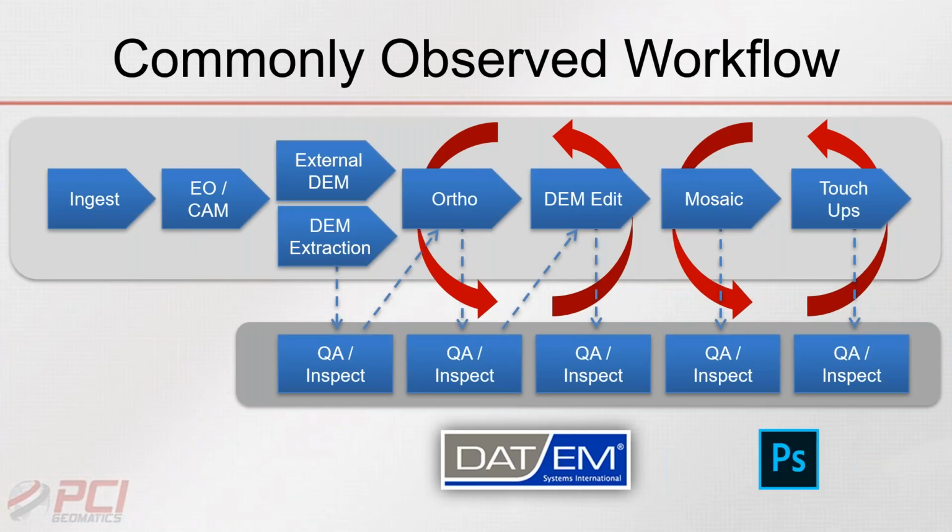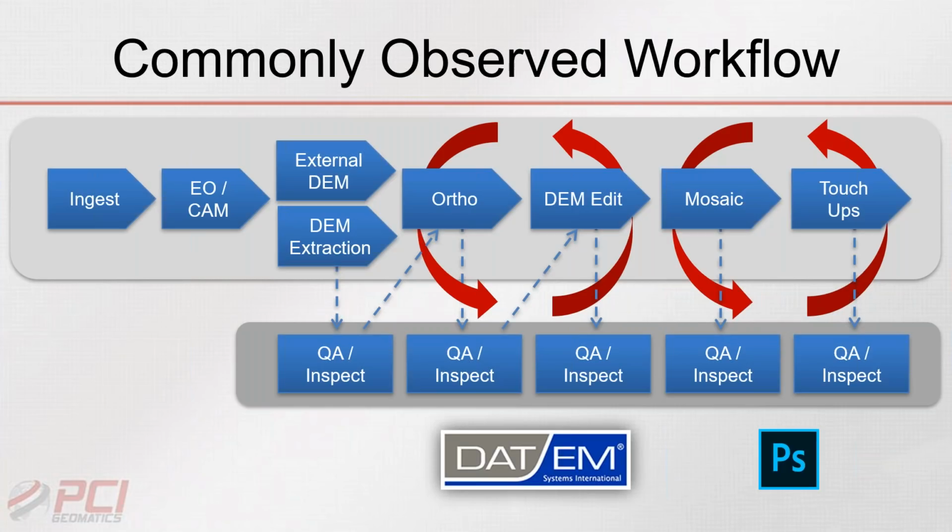Once that's done, customers typically would generate orthos. Then they would inspect those orthos. Where there are problem areas, if it's not due to alignment, it's definitely due to the elevation model. So then they would make edits to that model, possibly in a 3D stereo photogrammetric environment, such as DAT/EM Summit Evolution, which is one of our partners. So maybe they would make edits in that kind of a platform. Then they would regenerate the ortho and so on.